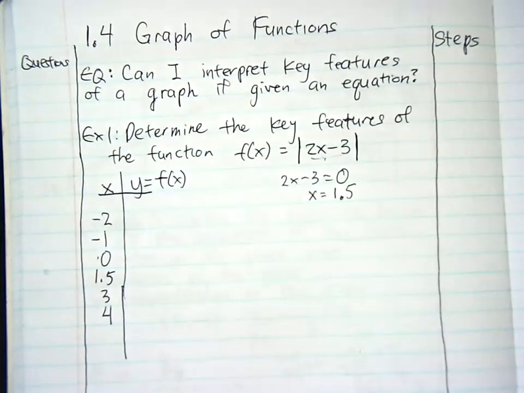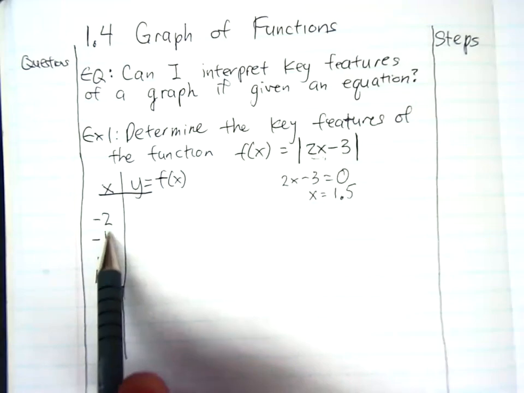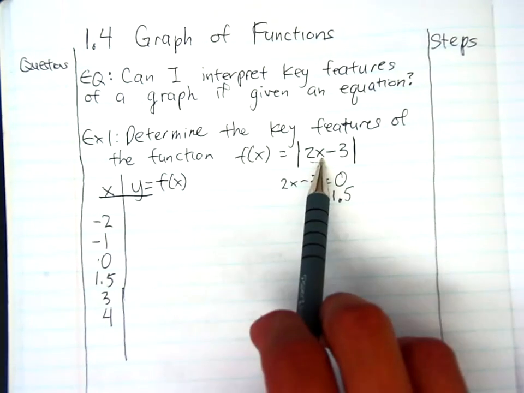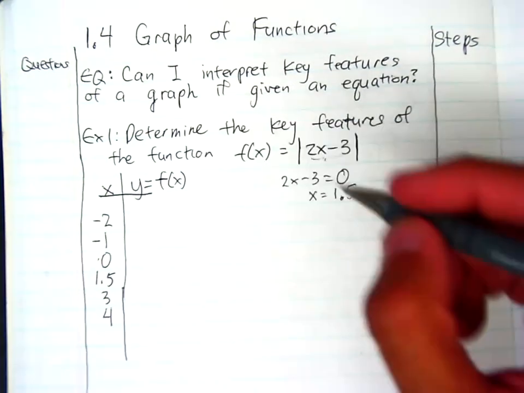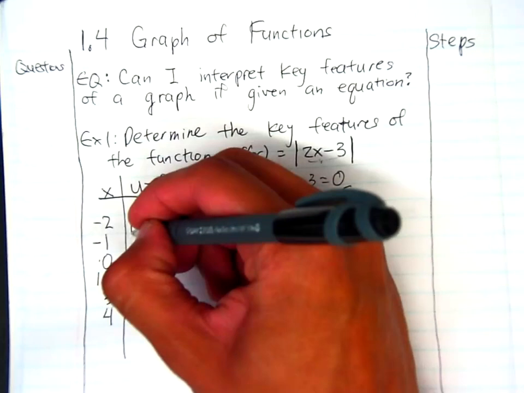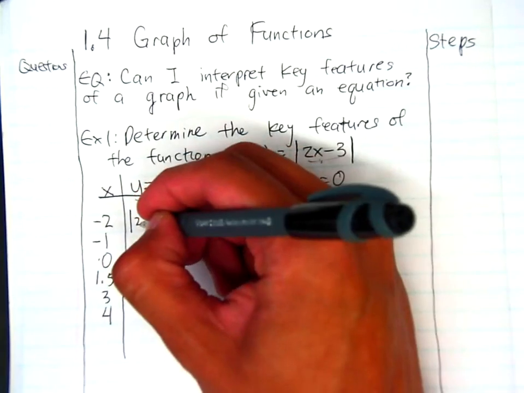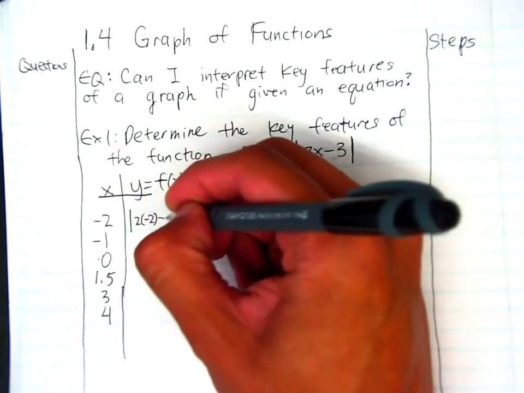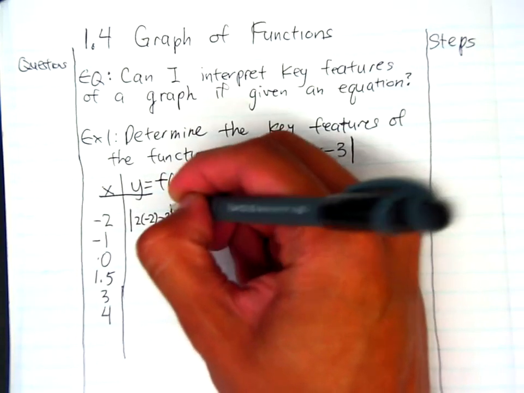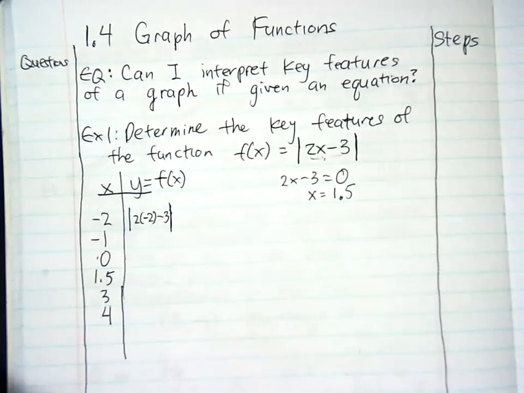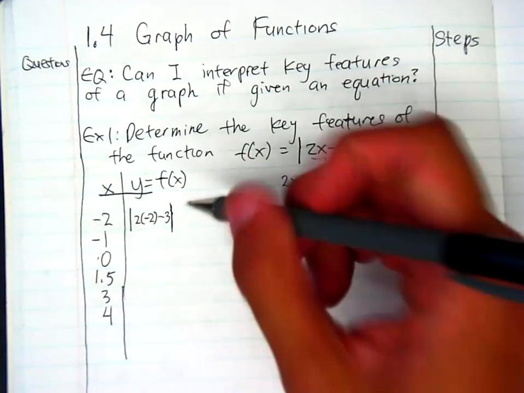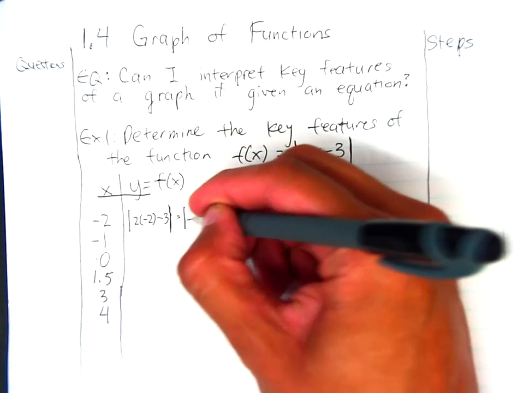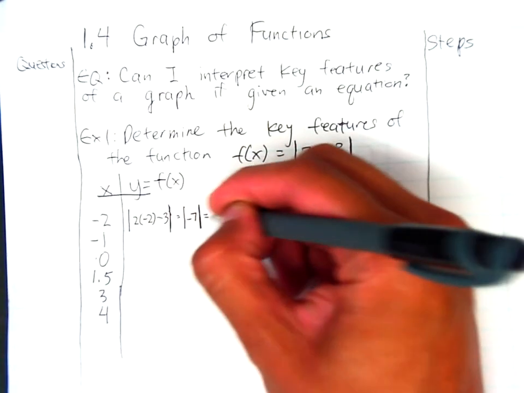Now I'm going to take these values, plug them in here, and get my y values, or f of x value. If I plug in -2, I'll do the first one all the way through. So I'm going to plug in -2 for x. So 2 times -2 minus 3, and that's the absolute value. I know 2 times -2 is -4. -4 minus 3 is -7. So I'm taking the absolute value of -7, which is +7.